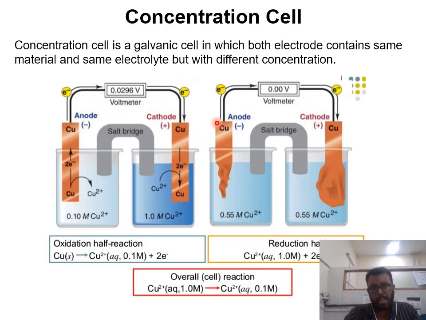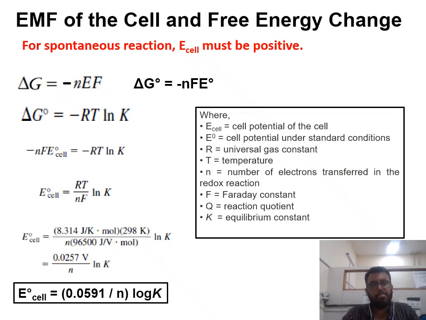And there is another type of cell called a concentration cell. It is also a galvanic cell, in which both electrodes contain the same material, copper. Look here, both anode and cathode are copper, but the concentrations of the two half cells are different, 0.1 and 1. Since there is a concentration difference, it is called a concentration cell. Everything else is the same. If you have the same concentration, the net cell voltage is zero. Here, the difference in concentration leads to a change in the voltage.